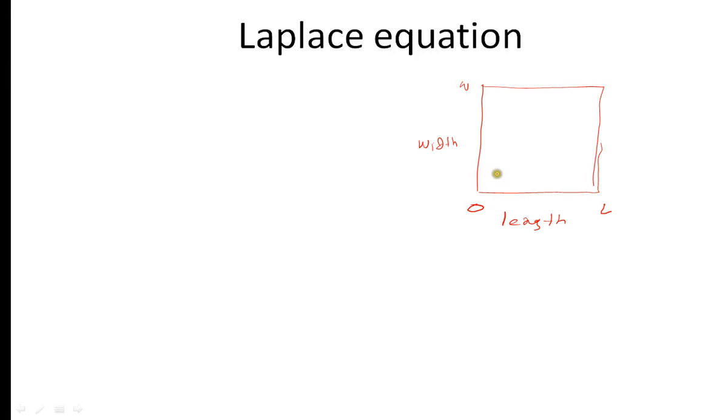So we have fixed our physical domain, whose length is 0 to L and whose width is 0 to W, and we have to discretize this domain. For example, I'm going to discretize it this way. I'm sorry, my handwriting is not good. So this is our domain, and we have 1, 2, 3, 4, 5.